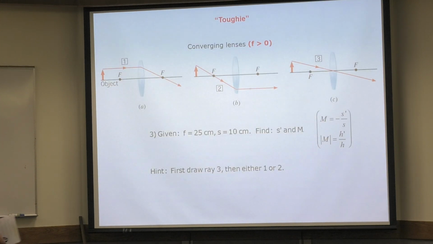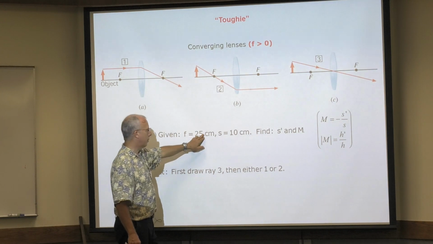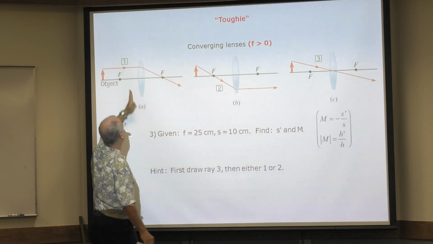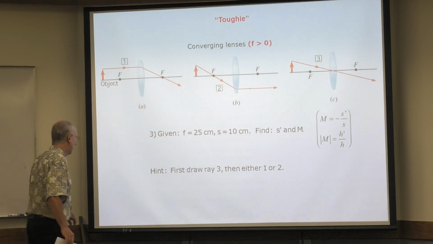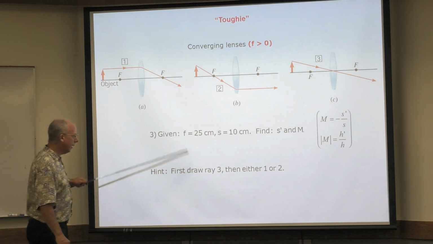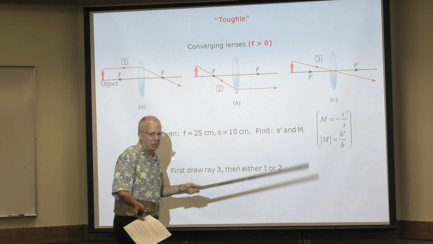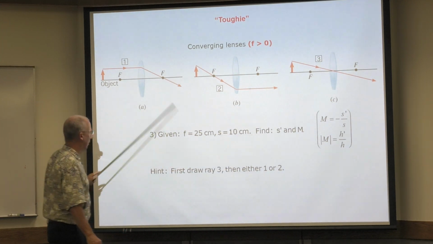All right. So now we'll look at the focal length is 25 centimeters, but the object is only 10. So like I said, we're inside the focal length, right? We're in here now. And so what I would recommend for something crazy like this is draw this first. This is always an easy one, right? There's no thinking involved. You just draw it. And then either draw this one or this one.